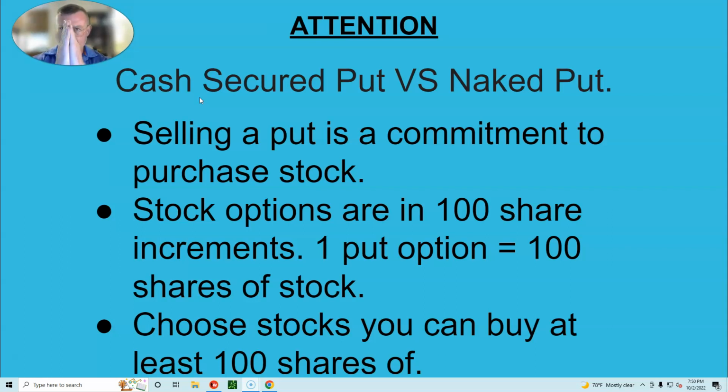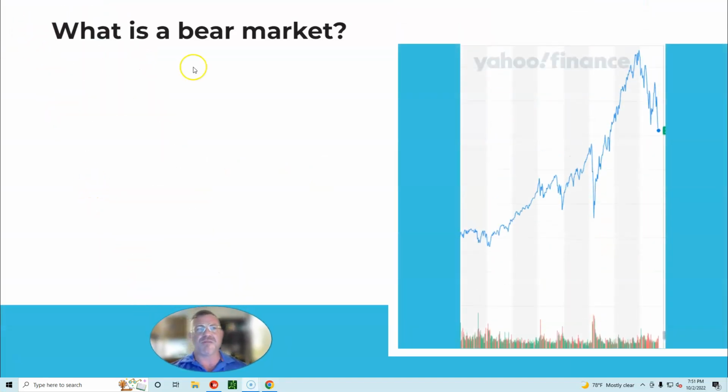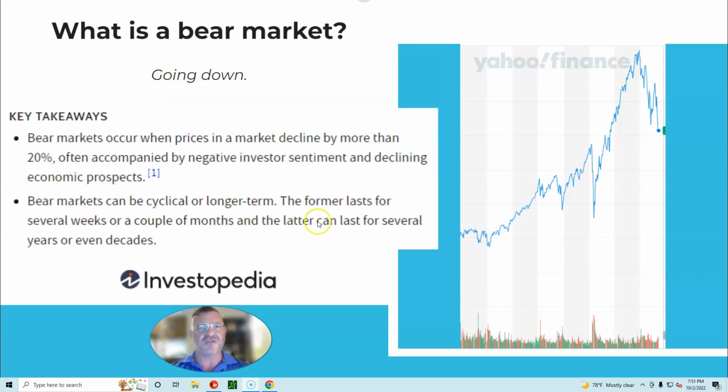So for this video, for a beginner, helping you begin your trading journey, you need to select stocks that you can buy at least 100 shares of. So you'll be selling cash secured put options. Now we're selling cash secured put options in a bear market. So what is this bear market? Well, did you notice everything on the screen was going down? That's what a bear market is, when it's going down.